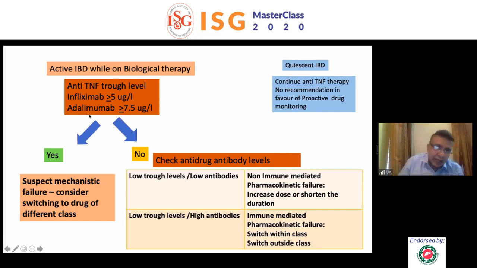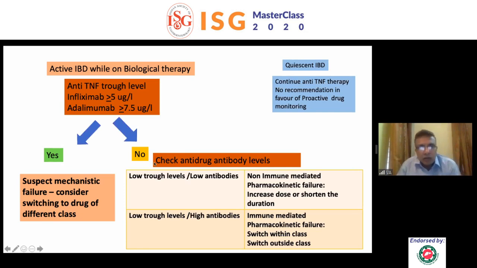If the trough levels are high and still the patient has active IBD, then you know it's a mechanistic failure. You have to stop these TNF alpha drugs and switch over to other drugs, but other biologics are not available in India. If they were available, you would have started with vedolizumab or ustekinumab. Otherwise, you go for surgery or steroids.